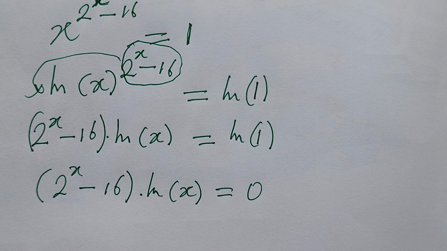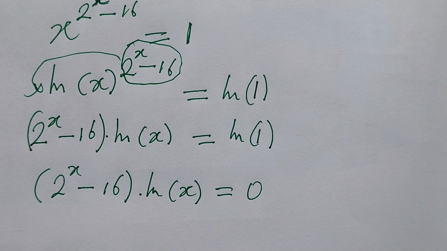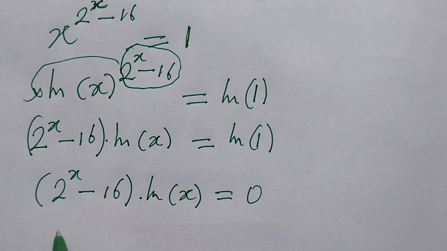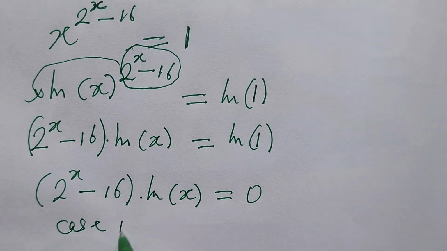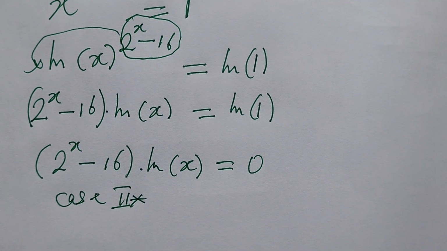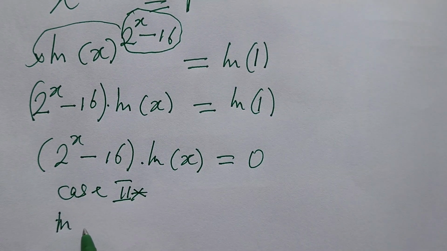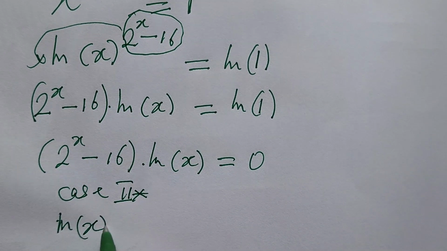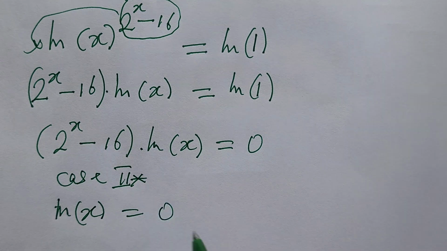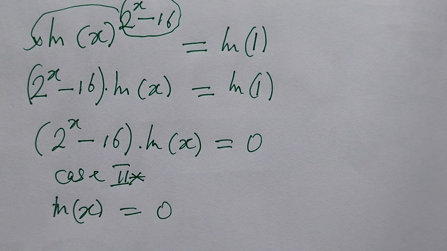So let's start with our case 2. Let's take this as case 2 star. So we're going to have ln of x equal to 0. We want to look for x. All we need to do is to introduce our e here.